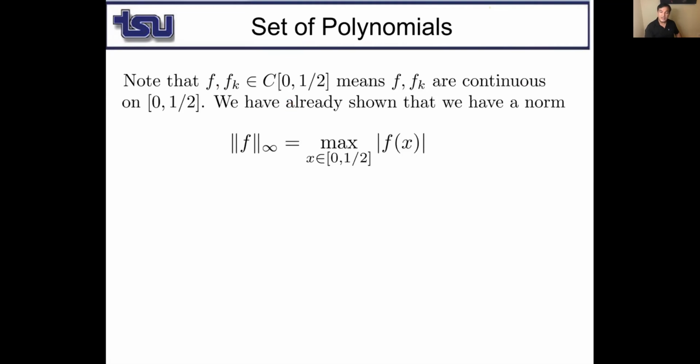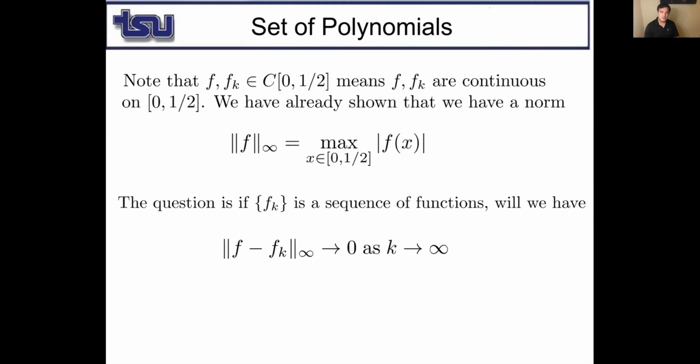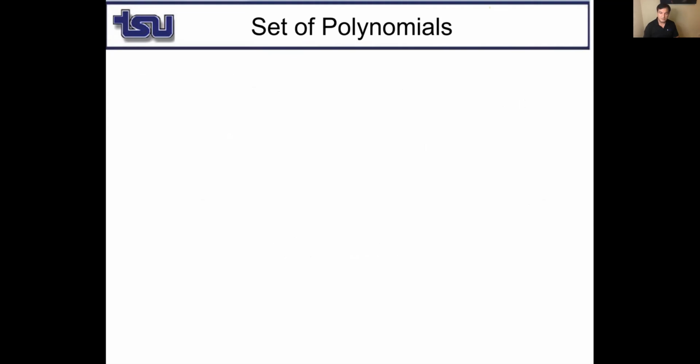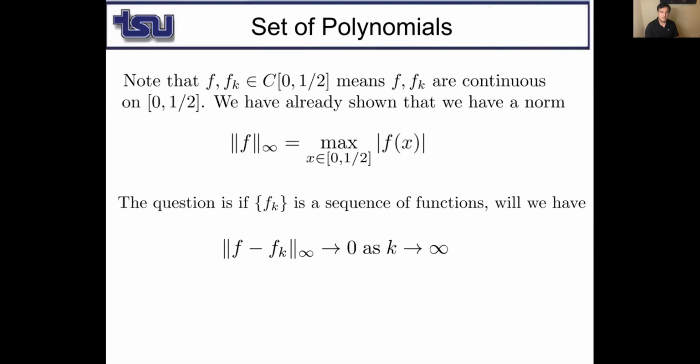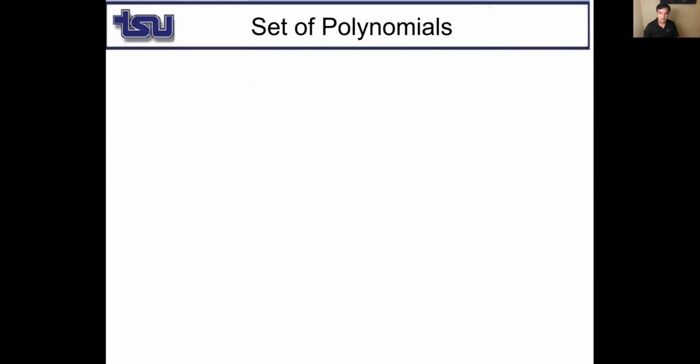We already know that for the set of continuous functions, this is defined as a norm. We just showed that. Now, I want to ask you this question. If f of k is a sequence of functions, will we have f minus f of k with respect to the infinity norm approach 0 as k goes to infinity? Basically I'm asking if the sequence of functions f of k is going to approach the function f as k goes to infinity. Or how do we measure that? So my question is, as k goes to infinity, what happens to the sequence of functions? Does it approach f?